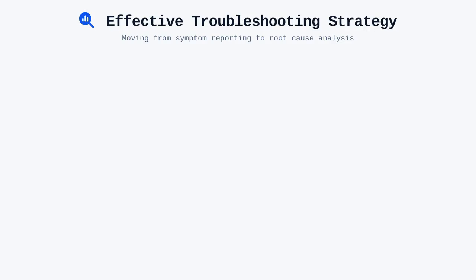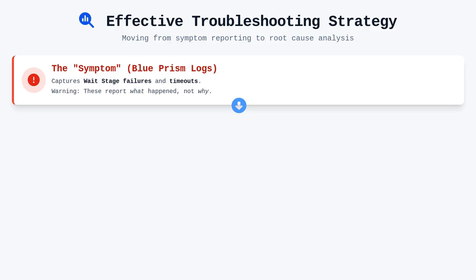Effective troubleshooting requires that you correlate these Blue Prism session logs with external data sources to build a complete diagnostic picture. If the log indicates a timeout while waiting for a window, you must verify the state of the target application by checking the Windows Event Viewer or the application's own internal audit logs. Relying solely on the Blue Prism exception message is often insufficient, as that message merely reports the symptom rather than the root cause.